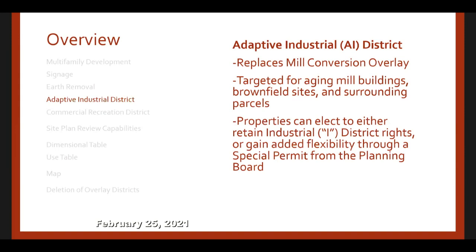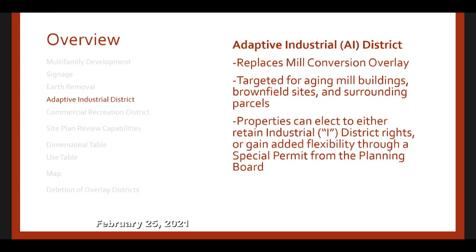The main problem with that existing overlay district is overlays by nature are not a core part of the underlying zoning map. And indeed, if you look at our tax map today, our existing zoning, no one here could tell just by looking at that map which parcels were a part of the mill conversion overlay. So although it was a useful tool, it was rarely utilized by developers.